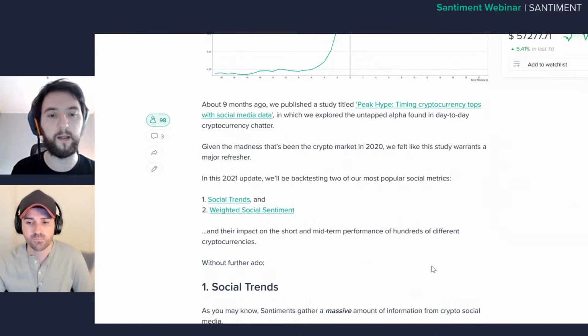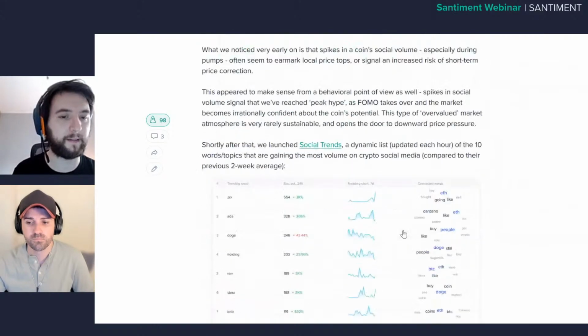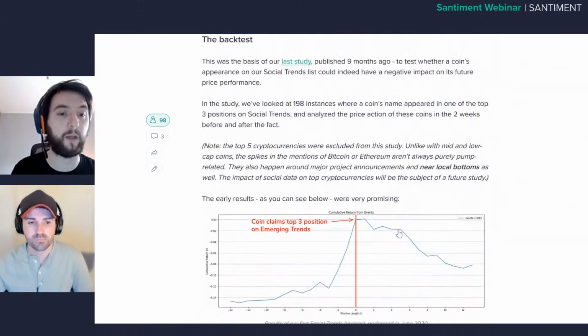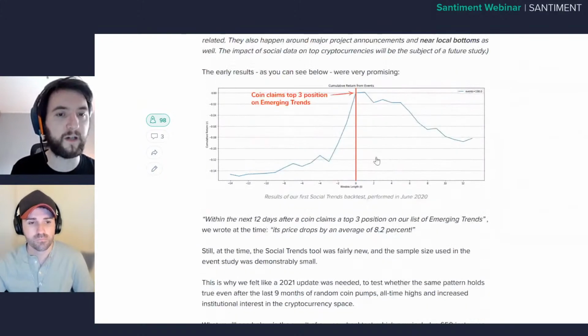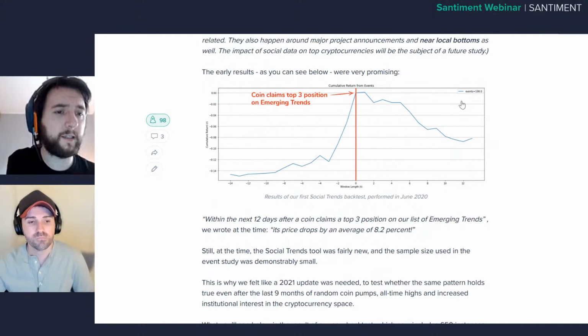So there's an entire backtest and a backstory here about how we came to this conclusion. This was the first backtest that we've done back in June of 2020. Now you can see here that it only looks at about 200 different events.